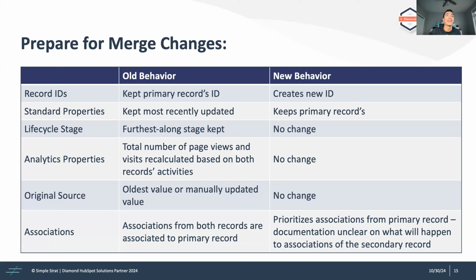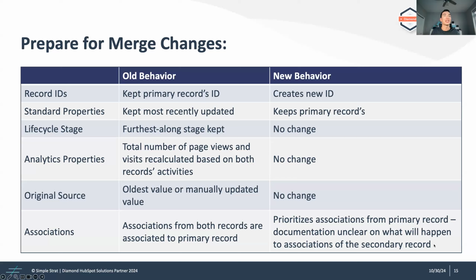So this one is going to require some further testing. We do know that there is a change to association. When you're merging two records and the secondary record has associations, what used to happen is all the associations of the primary record and the secondary record would stay associated to the merged record. What's changing now is I don't really know.